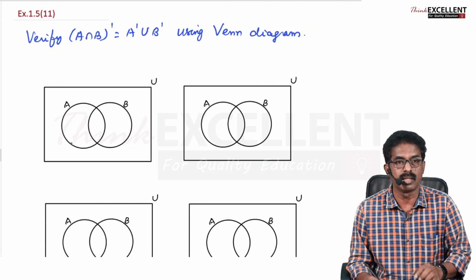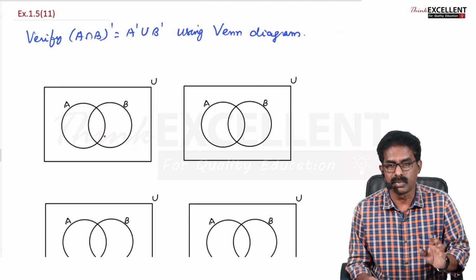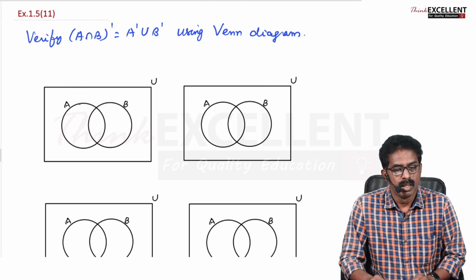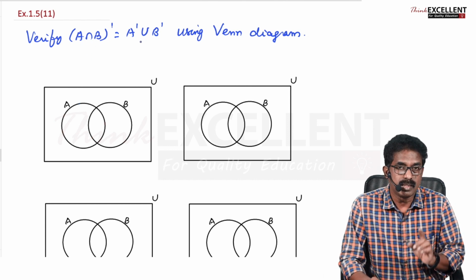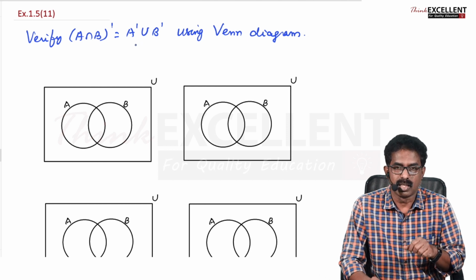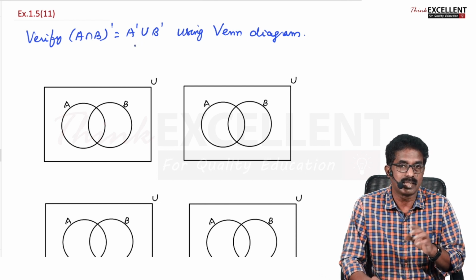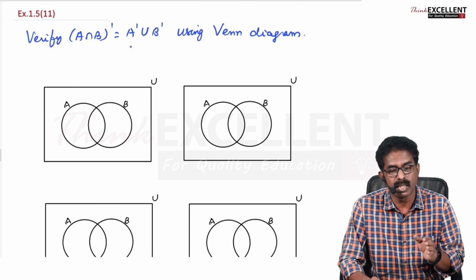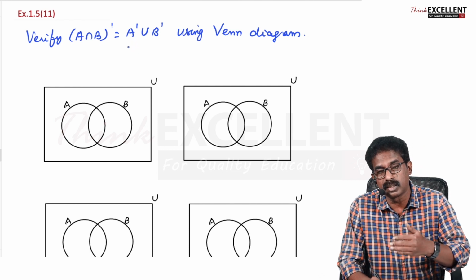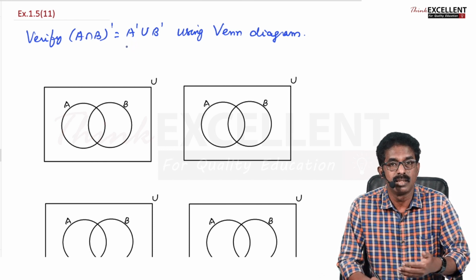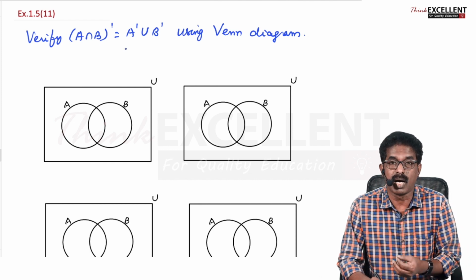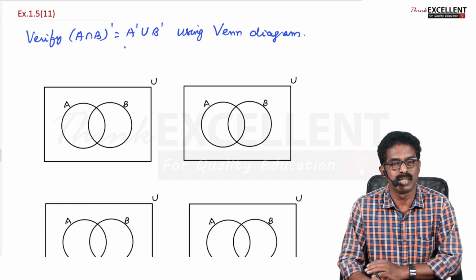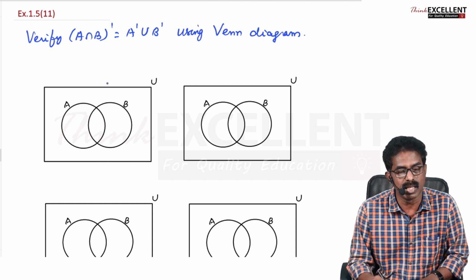Okay, I'm going to give another 1 or 2 Venn diagrams, and with that we stop today. Look here. Verify (A intersection B) the whole dash is A dash union B dash. This is De Morgan's law, right? For 2 sets, or set complementation. Sometimes they won't give this statement. They will say, state and prove De Morgan's law for complementation using Venn diagram. Then both De Morgan's laws you have to prove.